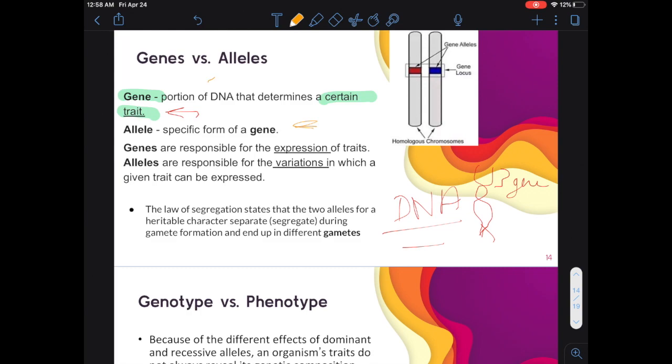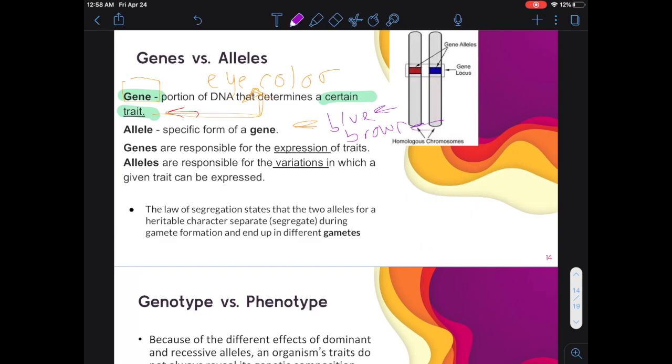A gene would be eye color, and an allele is a specific form of that gene. So that would be blue eyes, brown eyes. These are alleles. Now, where do these alleles come from? Well, going back to meiosis, in our body cells, we have 46 individual chromosomes. But remember, meiosis produces egg cells and sperm cells, which each have 23 chromosomes. When these two sex cells combine, that creates a zygote, a baby that's going to have 46 individual chromosomes.